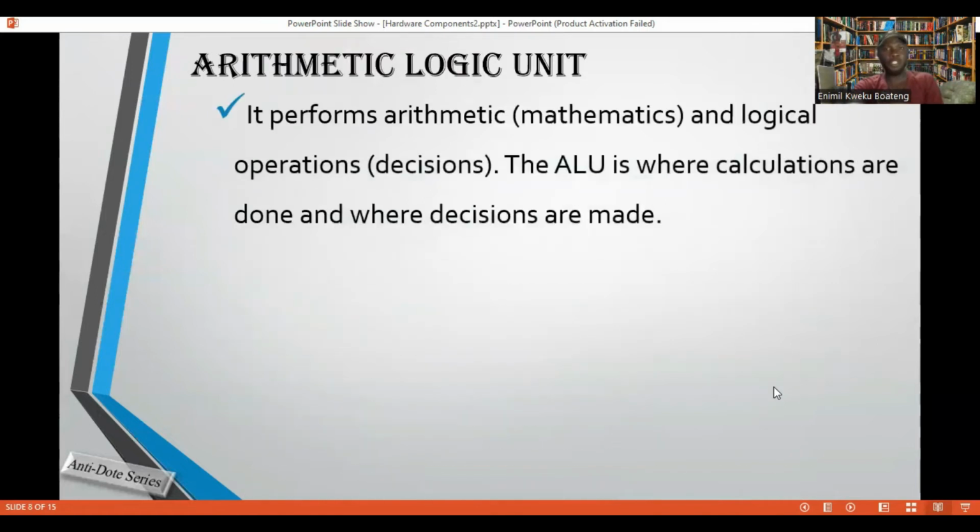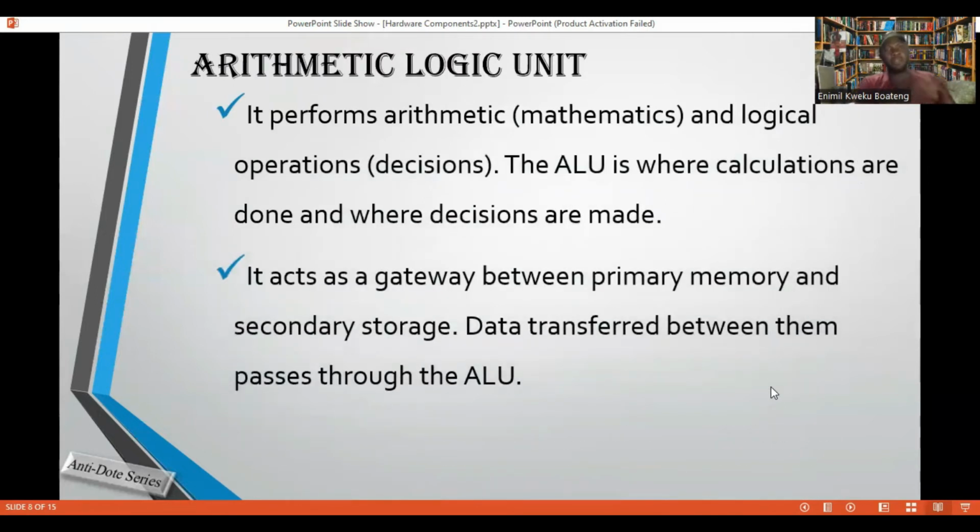Then the arithmetic logic unit. Again, we don't have an arithmetic unit and then a logic unit. It is one unit, the arithmetic logic unit. However, arithmetic is mathematics and logic is decisions. So yes or no, true or false, greater than, less than, equal to, and all of that.